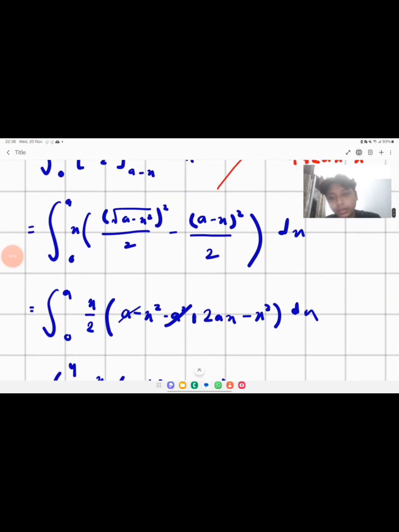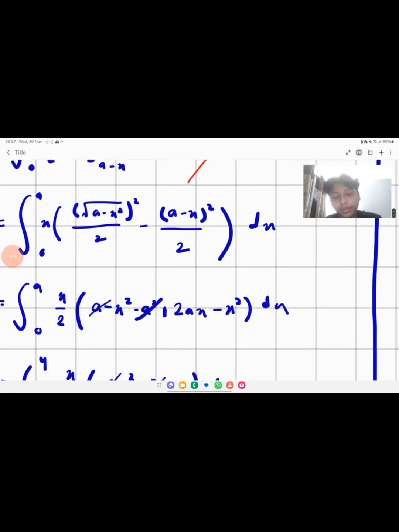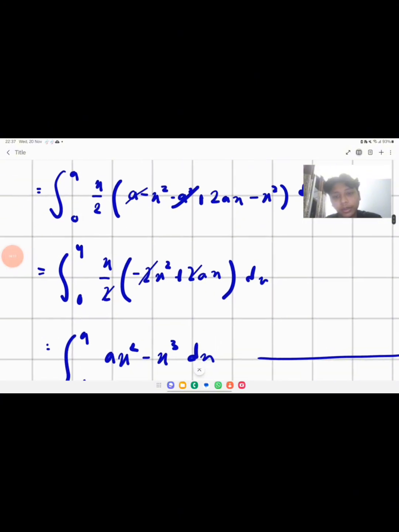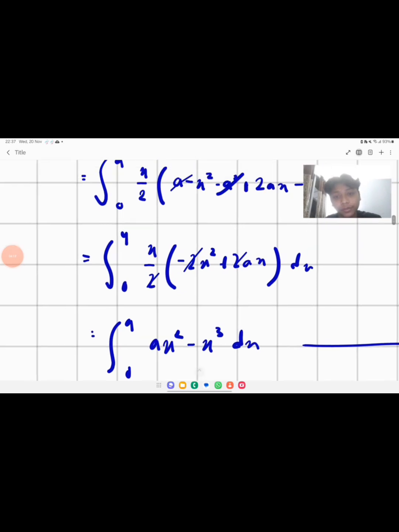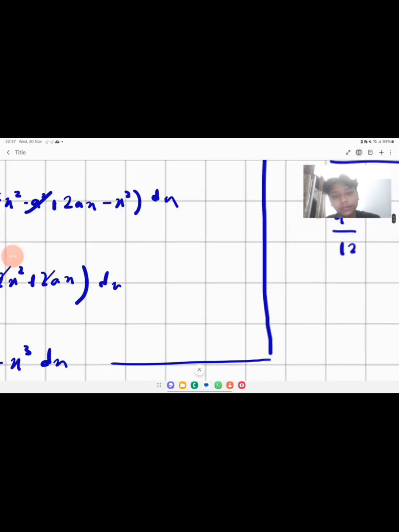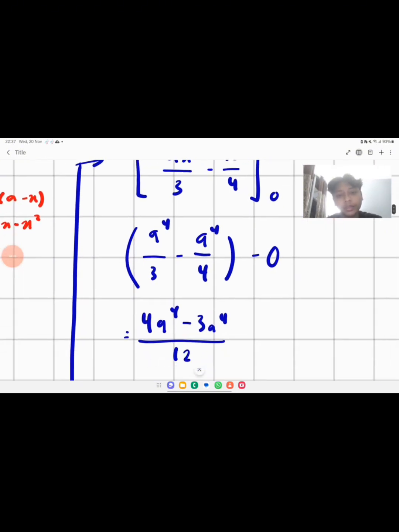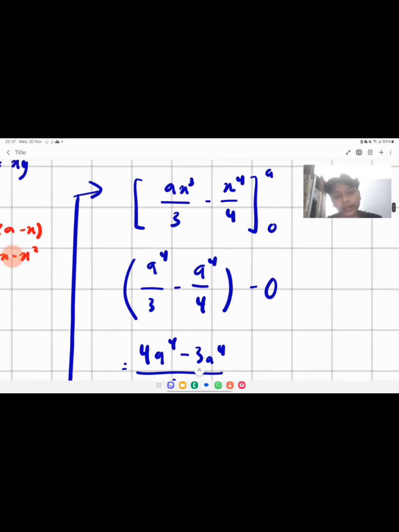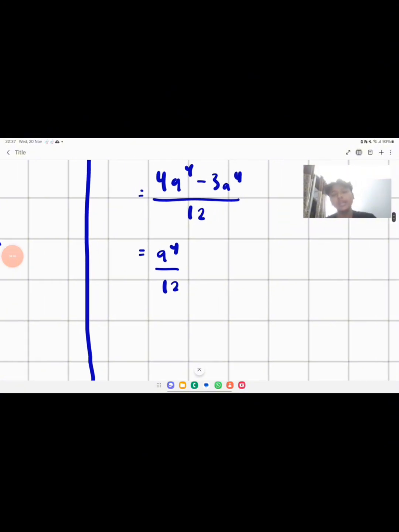The 1 over 2 we remove to the outside, and then we do the addition as usual, and we get negative 2x squared plus 2ax. We cancel the 2 with the outside, and then we get ax minus x squared dx, and then we integrate with respect to x, and we get ax cubed over 3 minus x to the power of 4 over 4, from 0 to a, and then we insert the values, and this is our final answer, which is a to the power of 4 over 12.